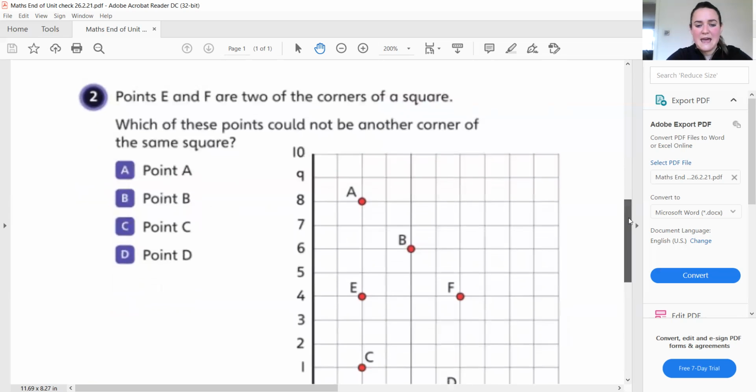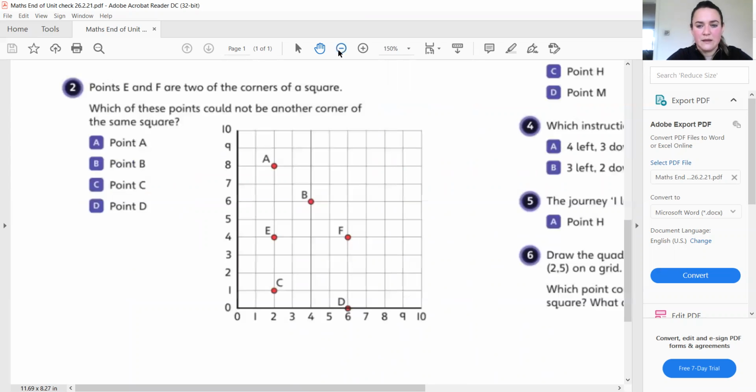Points E and F, so we've got a grid reference again here. I'm just going to zoom out a little bit so you can see. I don't really want you looking at the next question yet. So here, points E and F are 2 corners of a square. When we were looking, I think it was this week, we were plotting these coordinates on the grid. We also found that when we plotted some coordinates, we could make shapes. We were remembering what we know about shapes, the vertices of a shape. That's where the 2 sides meet.